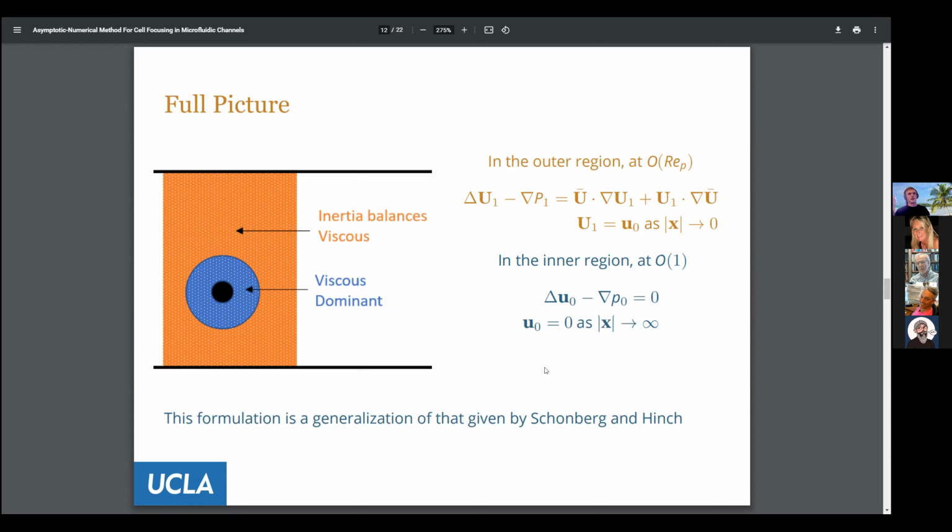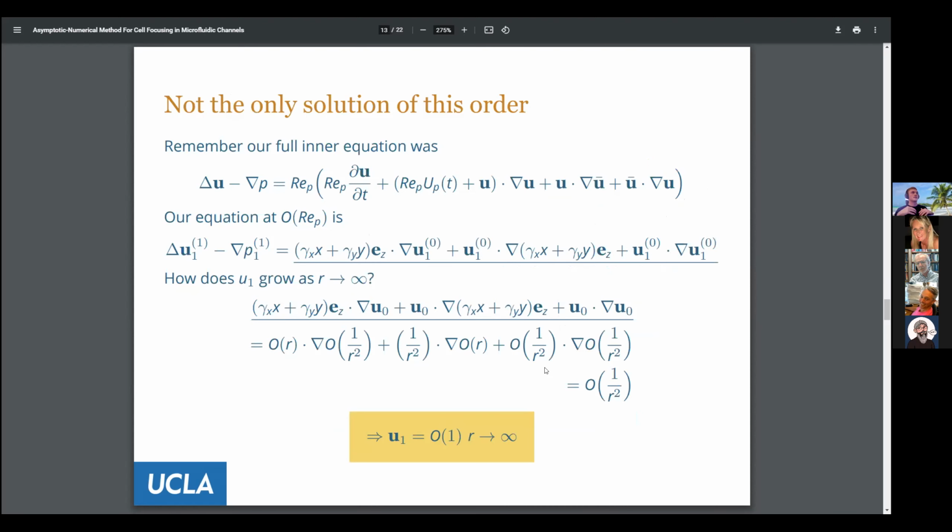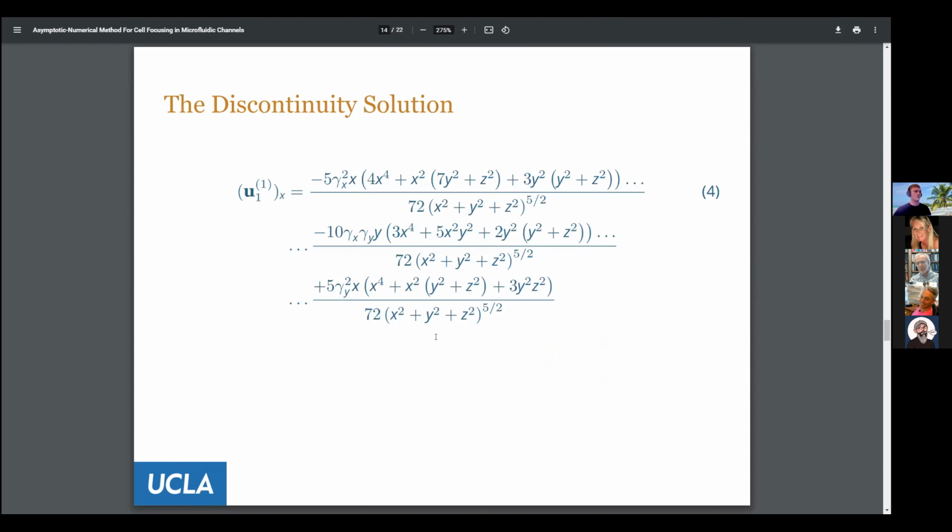So here is where I start to add in my original work. So this is not actually the only solution of this order. If you look at one order higher in the inner region, you get something that, while it may be smaller because it's one order higher with respect to Reynolds number, in the outer region, it's actually exactly the same size because it doesn't decay, unlike the first order solution. Okay. And so when you solve for this solution, you get a really, really complicated function.